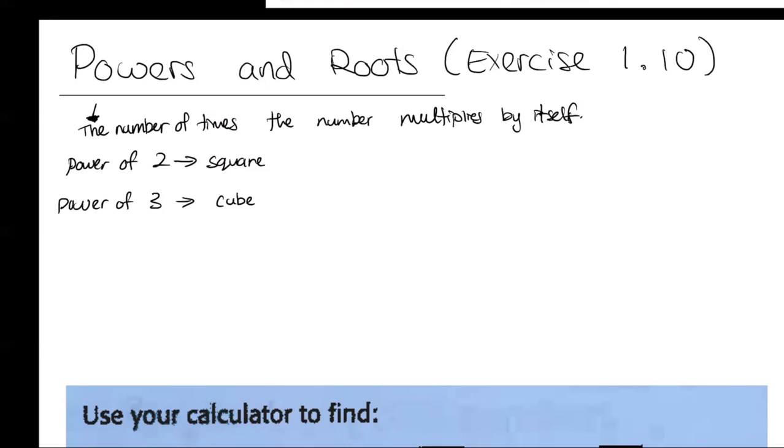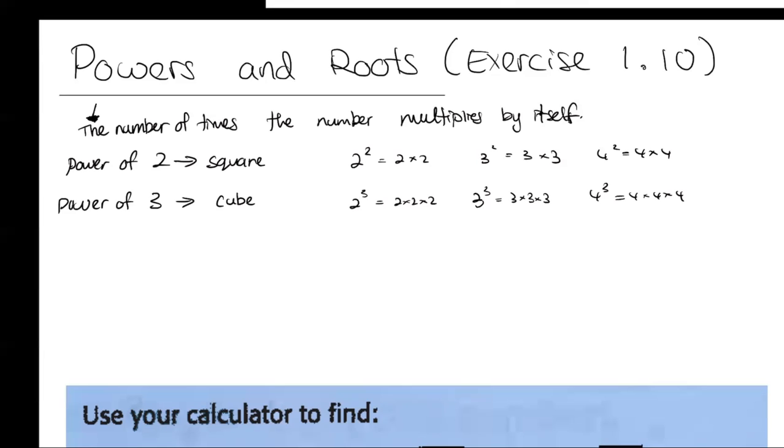2 times. So for example, 2 square is equal to 2 times 2, and then 3 square is equal to 3 times 3. 4 square is equal to 4 times 4. Same thing for cube. If I say 2 to the power 3 or 2 cubed, 2 times 2 times 2, 3 cubed, 3 times 3 times 3, 4 cubed, 4 times 4 times 4. So all of these is the number of times that you multiply by itself.